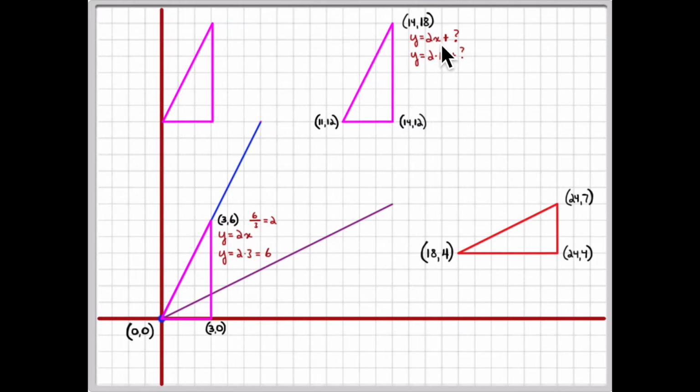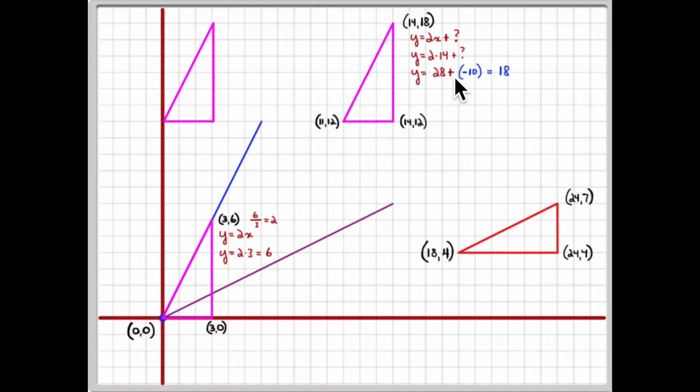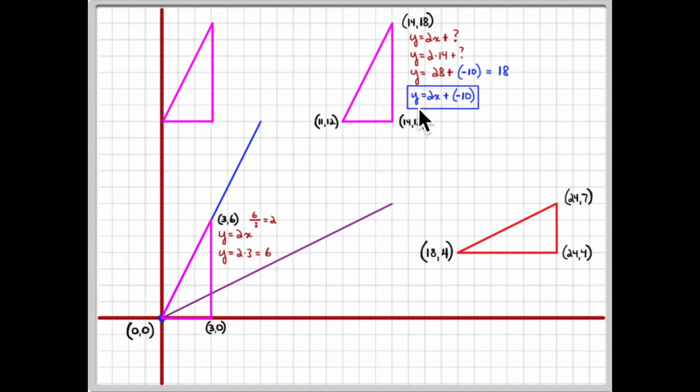So y is equal to 2x plus, and you will learn a bit later how to make this adjustment, basically solve for this question mark. But right now I can just reason through it. So if I plug in for x 14, 2 times 14 is 28, and 28 is more than 18. Actually, it's 10 more than 18. So you have to add a negative 10 or subtract 10. Either way is okay to get to 18. So this equation becomes y equals 2x plus negative 10.